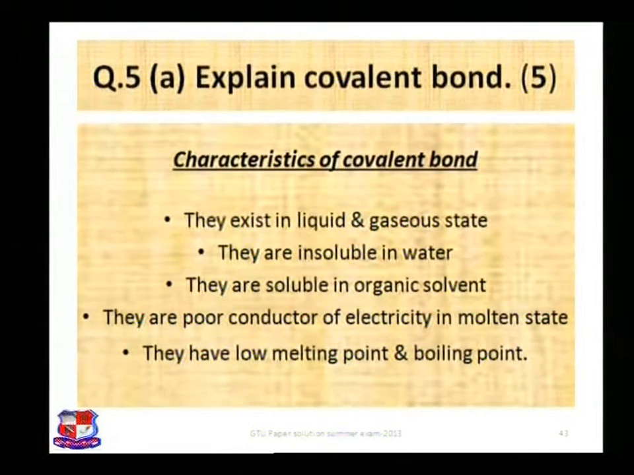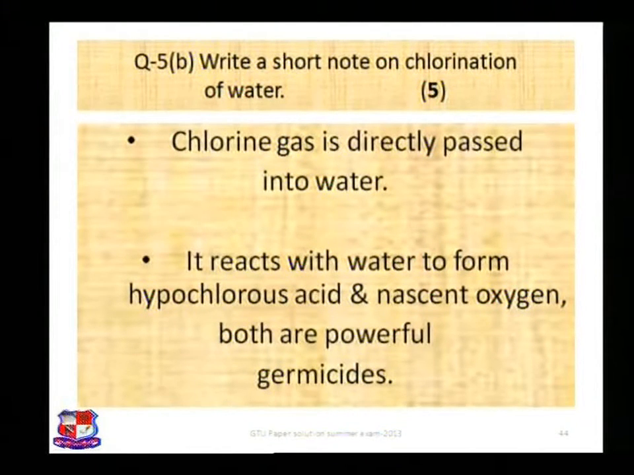So what points have we covered? We have covered the definition, we have covered the chemical reaction, and we have covered the characteristics also. Okay, so these things are there. Let us proceed ahead. The question 5b consists of: write a short note on chlorination of water.